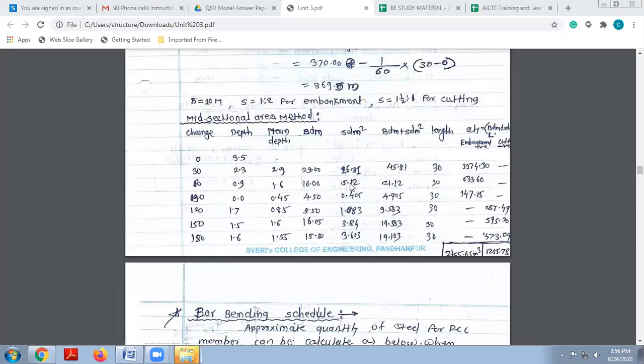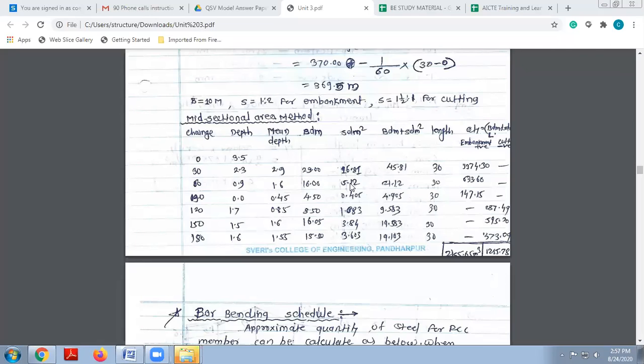Then for the cutting portion, that is at depth 1.7, your side slope value is nothing but 1.5. So 1.5 multiplied by the mean depth, which is 0.85. So 1.5 multiplied by 0.85 squared comes as 1.083. You can check your calculations. 0.85 multiplied by 0.85 multiplied by 1.5, so the answer becomes 1.083. Yes, that is correct.